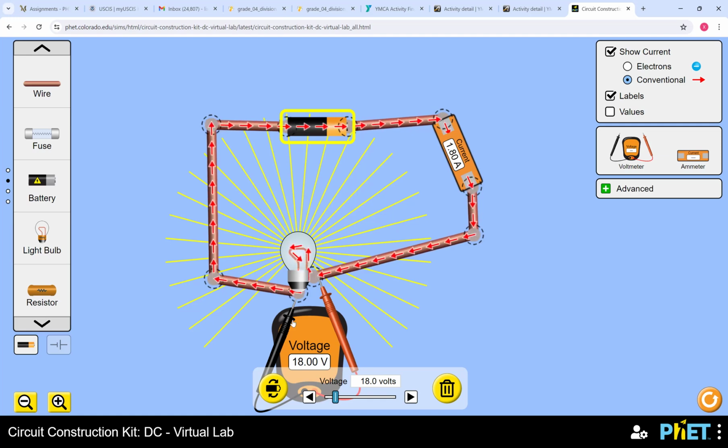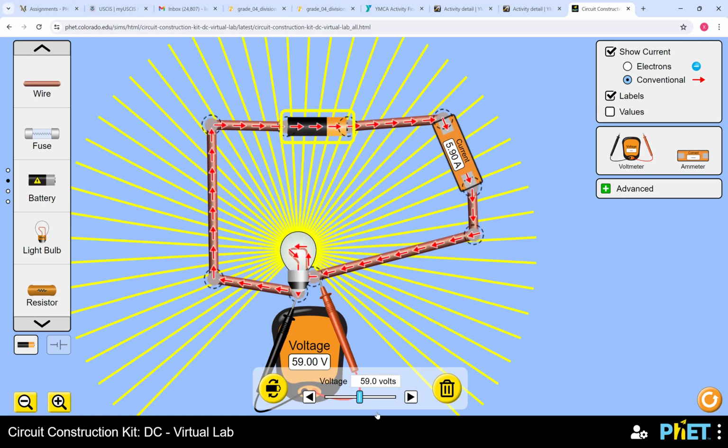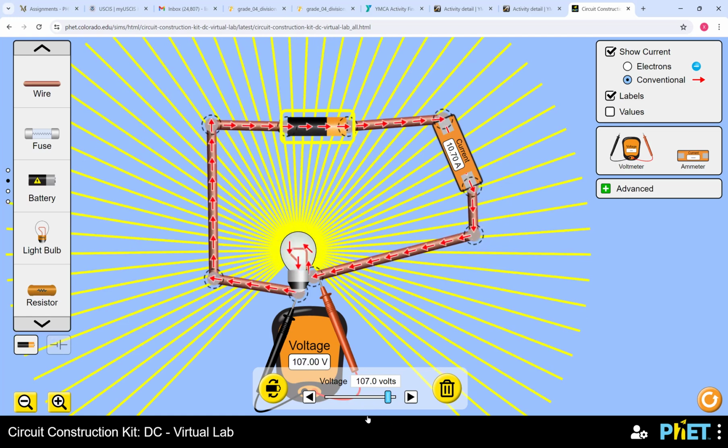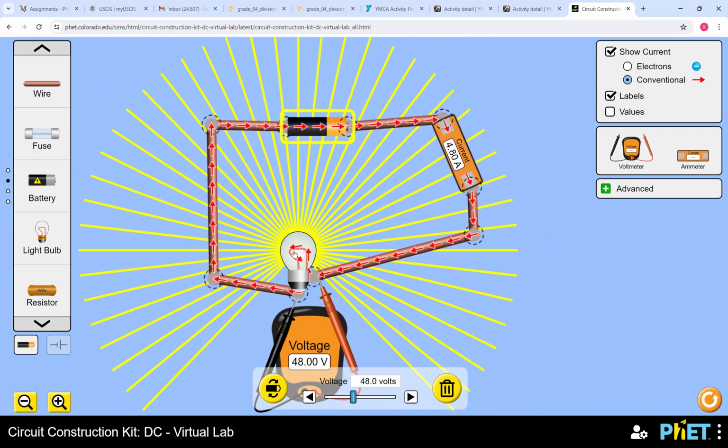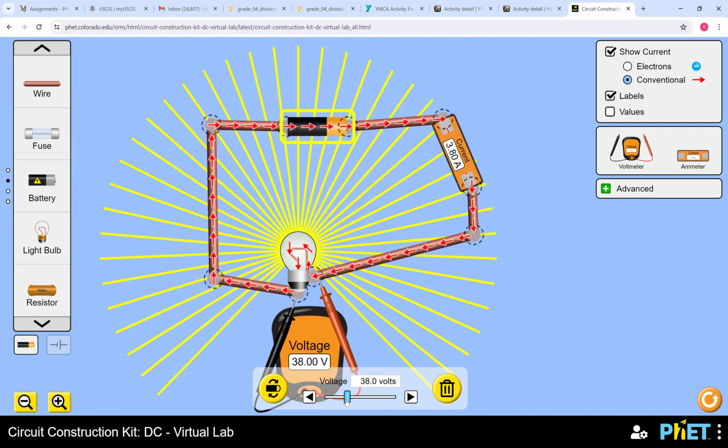And you also have a second step for the lab. You can see if we increase the voltage, this light bulb will glow brighter and brighter, right? So the bigger the power supply, the brighter the light bulb is. And this lab also has a second part.